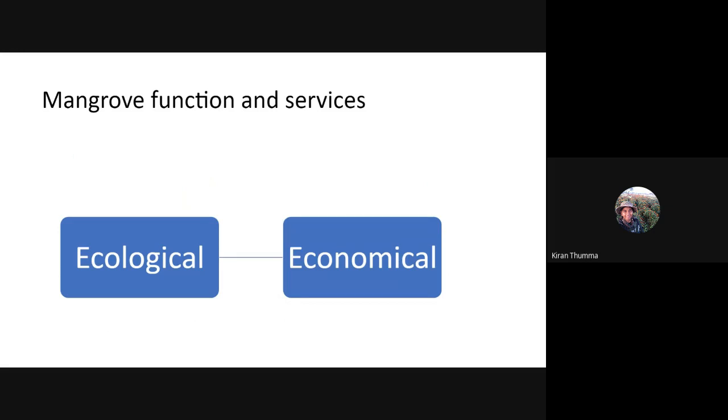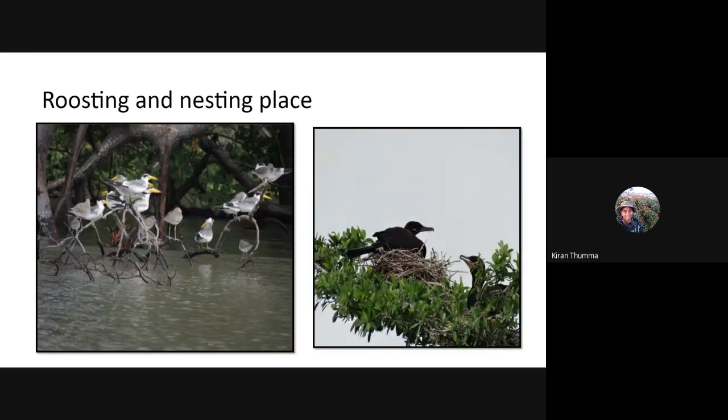So now we'll see the ecological functions and services of mangroves. Whenever we see the benefits of any plant or any species, we need to consider both economy as well as ecology. Sadly, people don't consider the ecological role nowadays. So first is roosting and nesting space. Mangrove is home for many shorebirds and migratory birds. These trees are a nesting or roosting site for them.